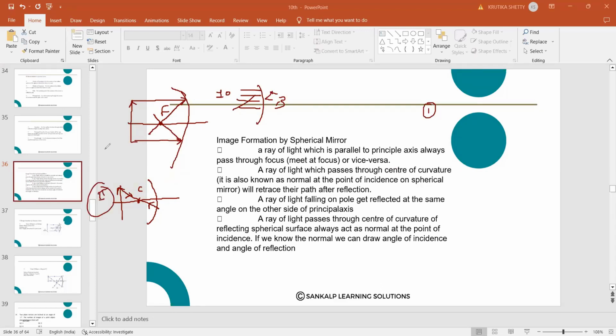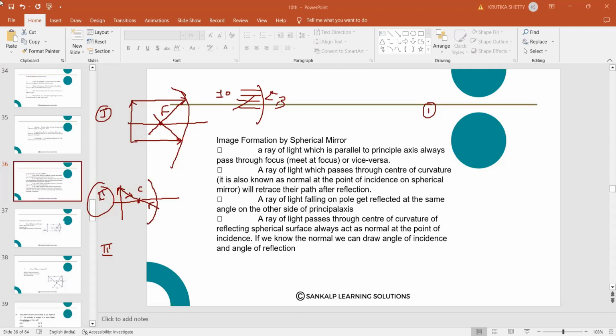So what is the first condition? You need to see the rays which are parallel to the principal axis and after reflection pass through the focus. That is the first condition. Then the second condition is the ray which passes through the center of curvature and after reflection returns back in the same direction. Then the third condition is a ray of light falling on the pole gets reflected at the same angle on the other side of the principal axis.